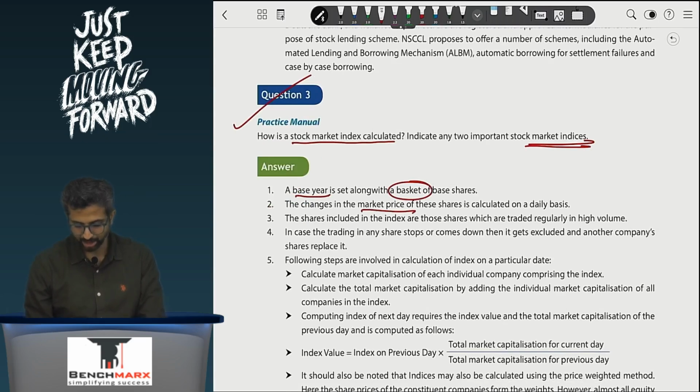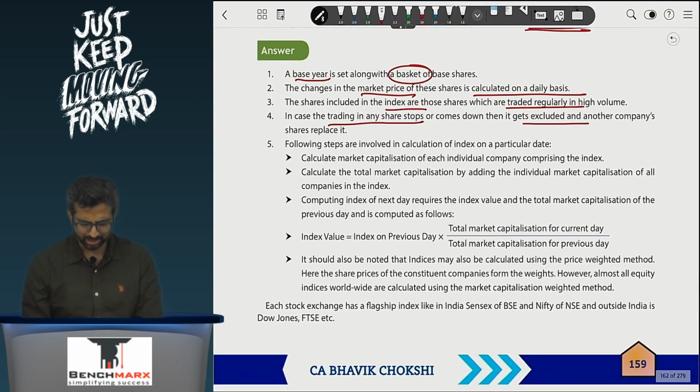and the change in market price is calculated on a daily basis, and the shares are included which are regularly traded. In case the trading stops, then it gets excluded. And there are a few steps which they have given, where they say calculate the market capitalization, identify the base year and figure out what is the change in the price vis-a-vis the base year. That much will change your index points.